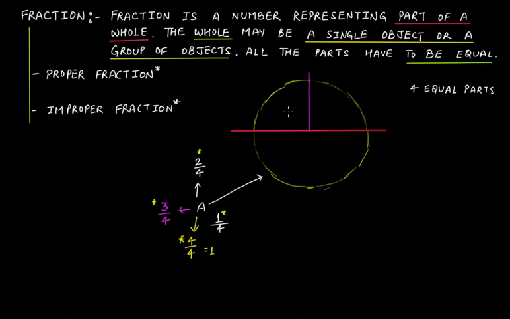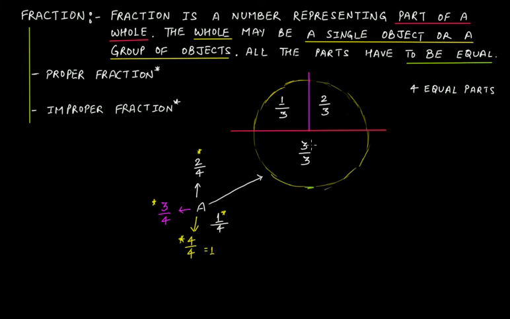So now can I say that this pizza has been divided into 3 parts? This is the first part, therefore 1 by 3. This is the second part, therefore this is 2 by 3. This is the third part of this whole pizza, that is 3 by 3. No, you cannot say that. That's not a fraction. Why?